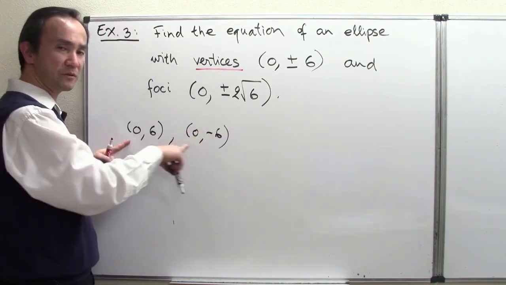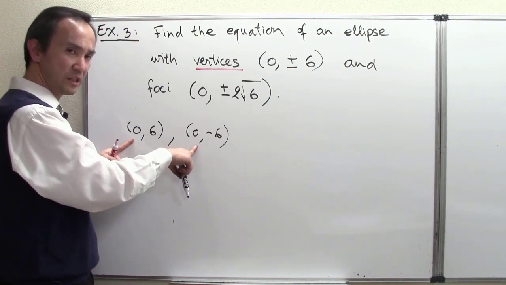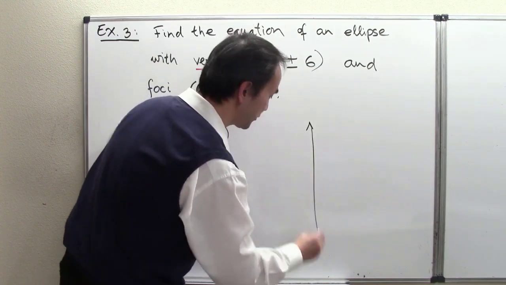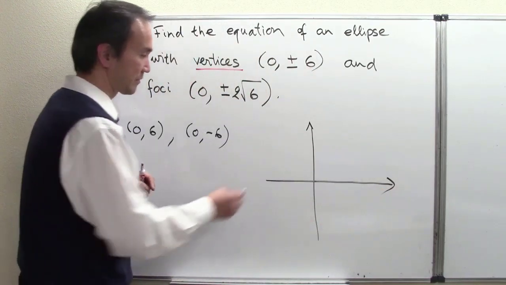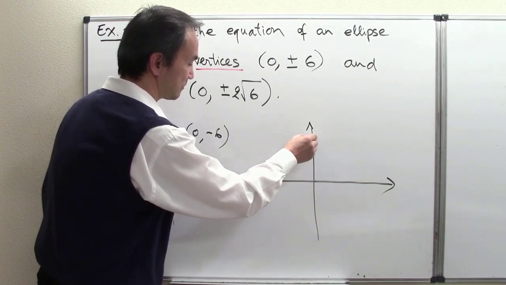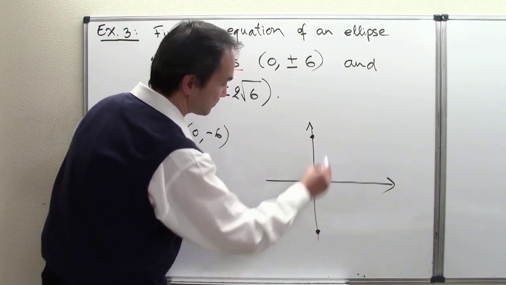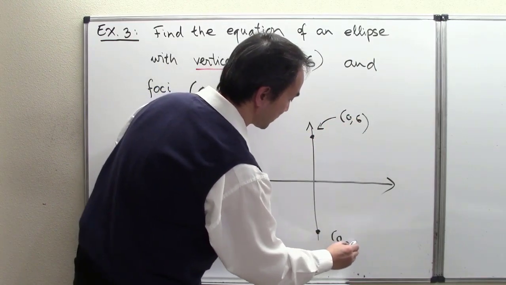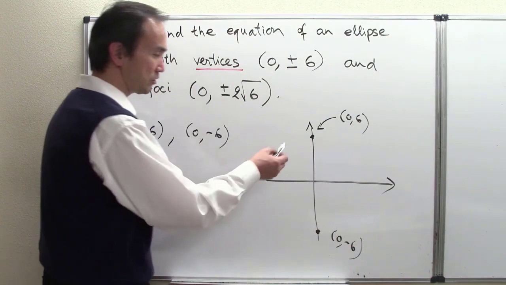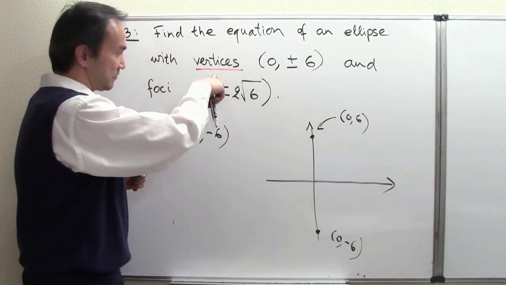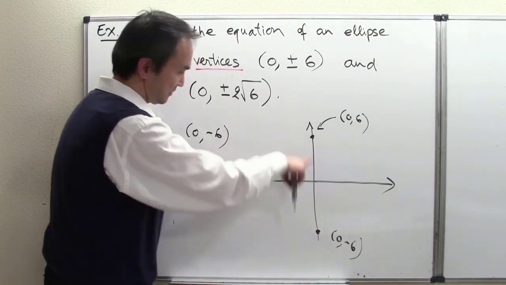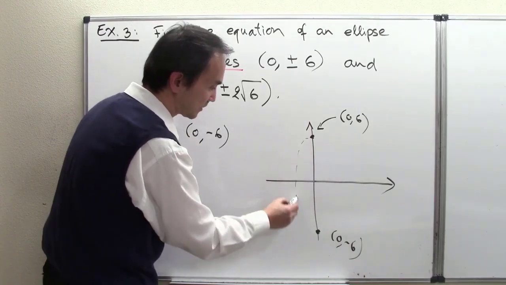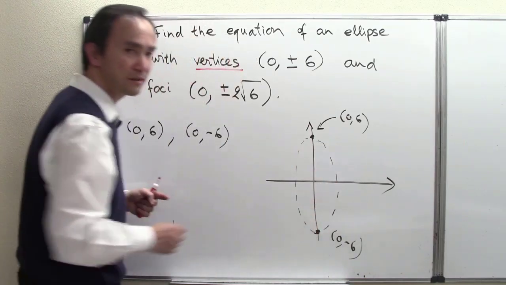Both of these vertices have x coordinates equal to 0. So that immediately tells us that if we're putting this in a picture, we have vertices at 0, comma, 6 and 0, comma, negative 6. That's how we're understanding it. As I explained earlier, these vertices are the intercepts on the longer side, or the major axis. So the picture has to look like this.